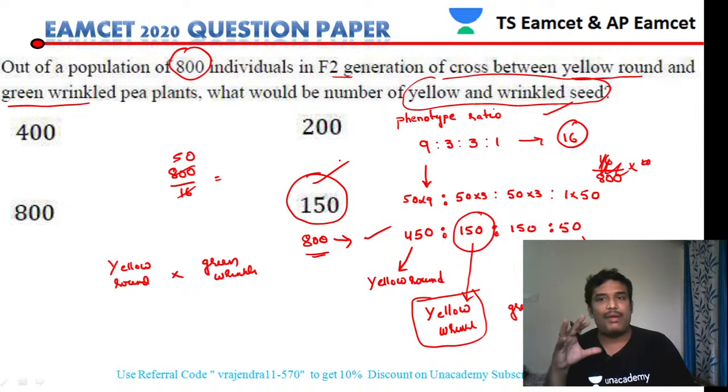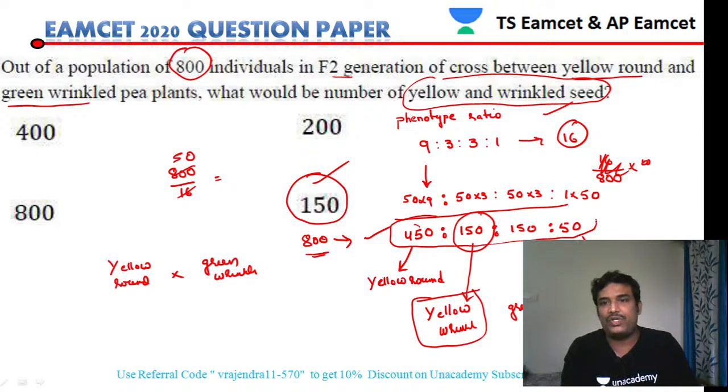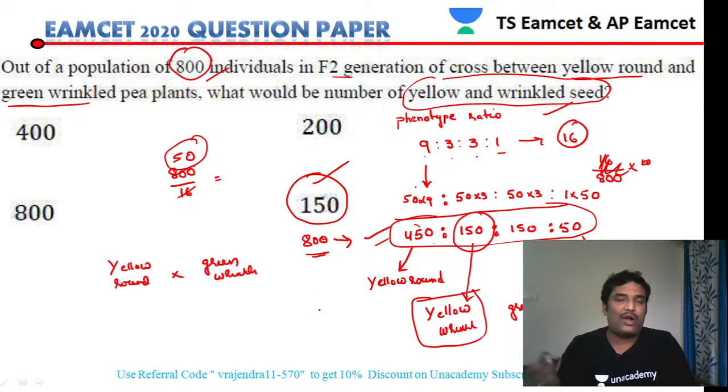So in a dihybrid cross we have got 16 plants or 16 individuals. This question is asking about 800 individuals. So first we have to convert those 16 individuals into 800 individuals. That's what I have done here. How I have converted is 800 by 16, we got 50. So that's 50 into 9, 50 into 3, 50 into 3, 50 into 1. So this is the ratio for 800 individuals: 450 is to 150 is to 150 is to 50. Now according to the dihybrid cross, yellow wrinkle will be 150. So you have to remember that.